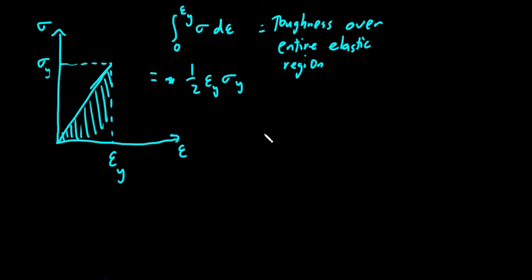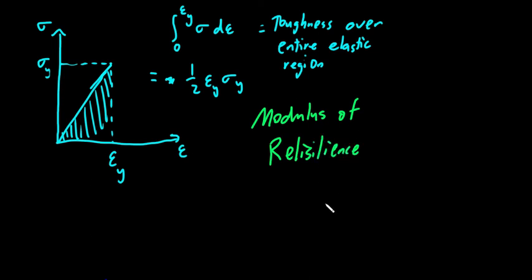This number is given a special name, and that's why I'm talking about it. It's called the modulus, not of elasticity, but the modulus of resilience. The modulus of resilience is the amount of energy required to make something enter its plastic deformation. That's another way that you can interpret this.